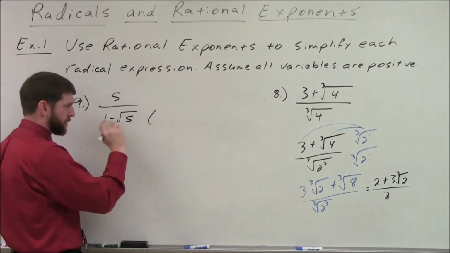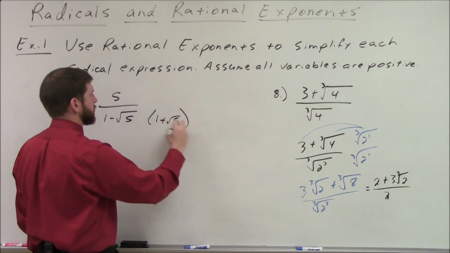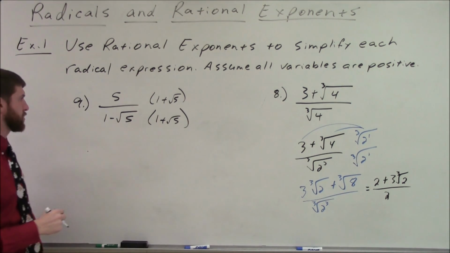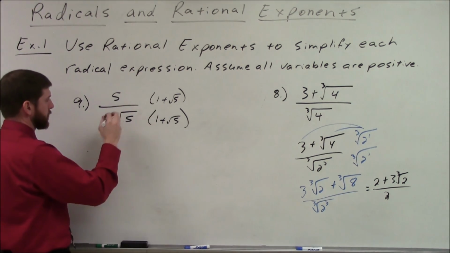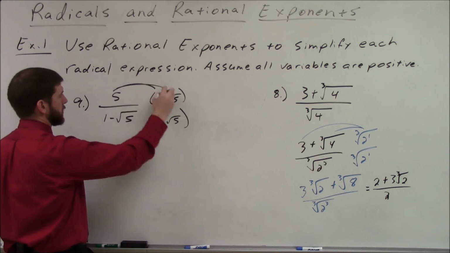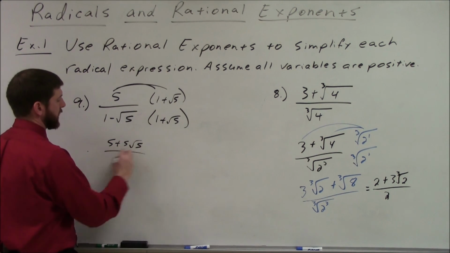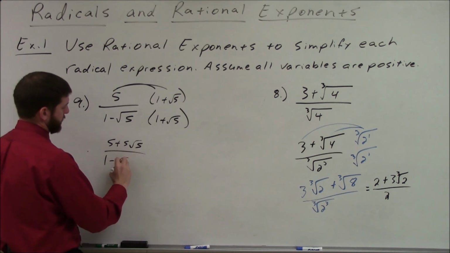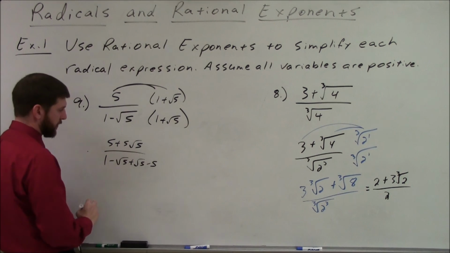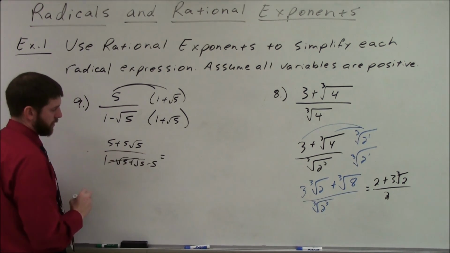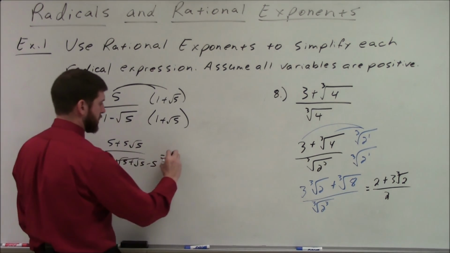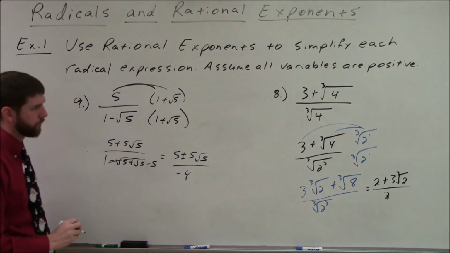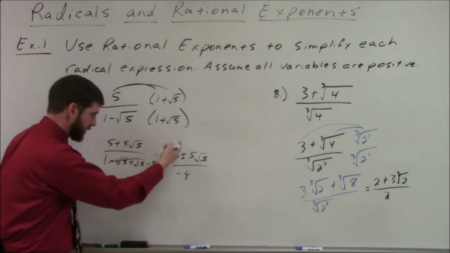So you've done this before, just kind of rehashing it to make sure we're familiar with it. So we're going to do the conjugate of 1 minus square root of 5, which is 1 plus square root of 5. And you go through and do all the arithmetic, and you're going to get 5 plus 5 square root of 5. For the denominator, you're going to get 1 minus square root of 5 plus square root of 5 minus 5, which gives us, square roots cancel. That was the whole point of using conjugate. So 5 plus 5 square root of 5 all over negative 4. And you can move the negative to the numerator.